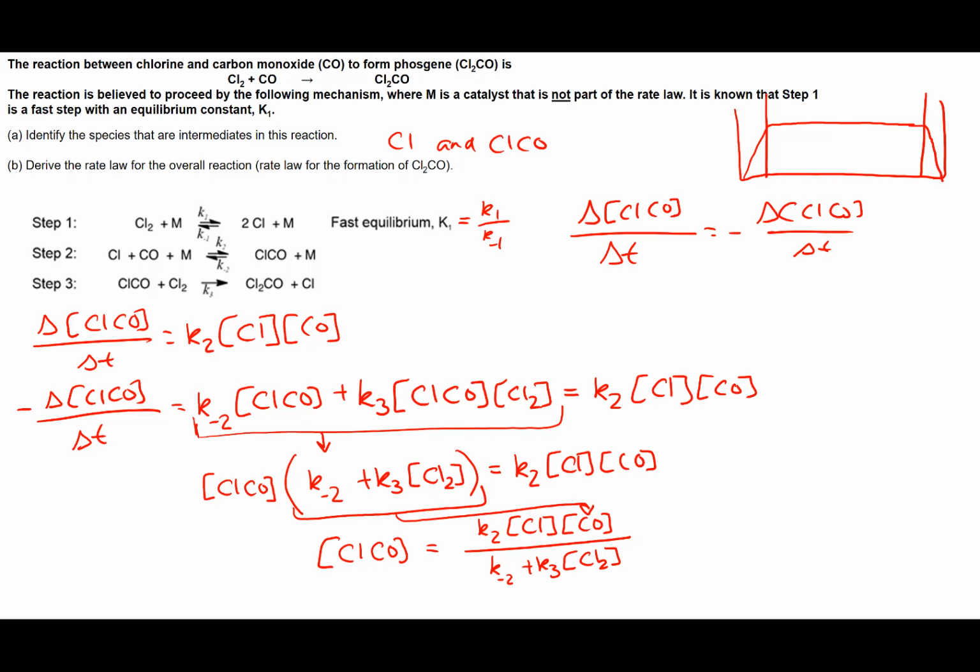So now I'm just going to go to the next slide. Let me carry over the work I've already done here. We already have established that the concentration of ClCO is going to be equal to K2 times the concentration of Cl times the concentration of CO over K minus 2 plus K3 times the concentration of Cl2. So we have that right there.